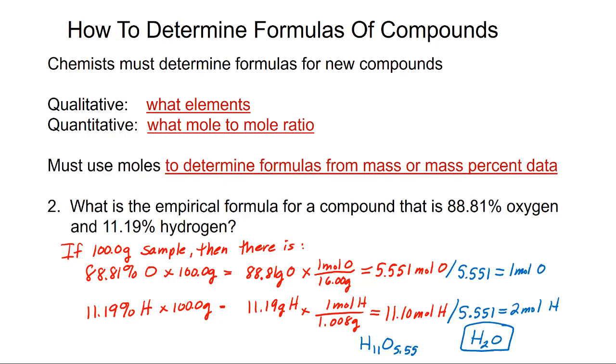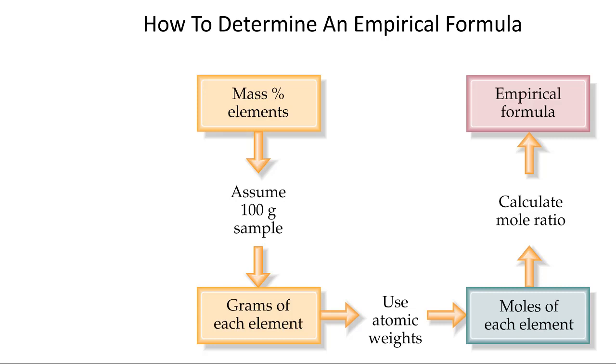We can see a general pattern in this type of problem solving. And that general problem solving pattern is that the mass percent of the elements can be used, assuming a 100-gram sample, to find the grams of each element in terms of mass. We can then use the atomic weights, or molar masses is a better term, to calculate moles of each element. We can then calculate the mole-to-mole ratio and determine the empirical formula.